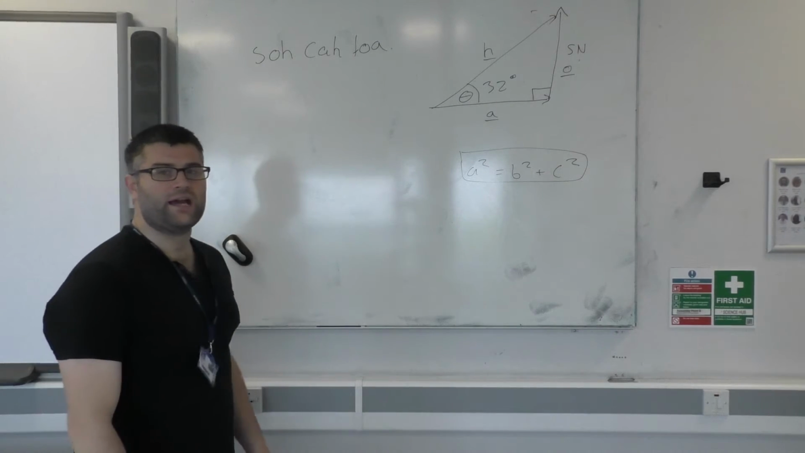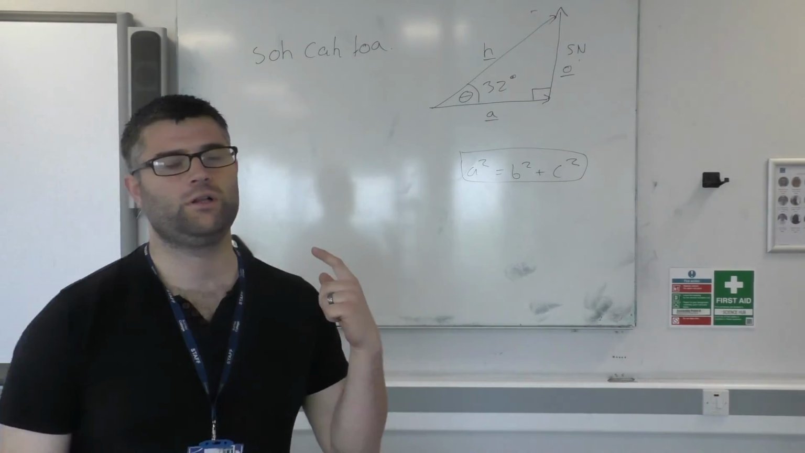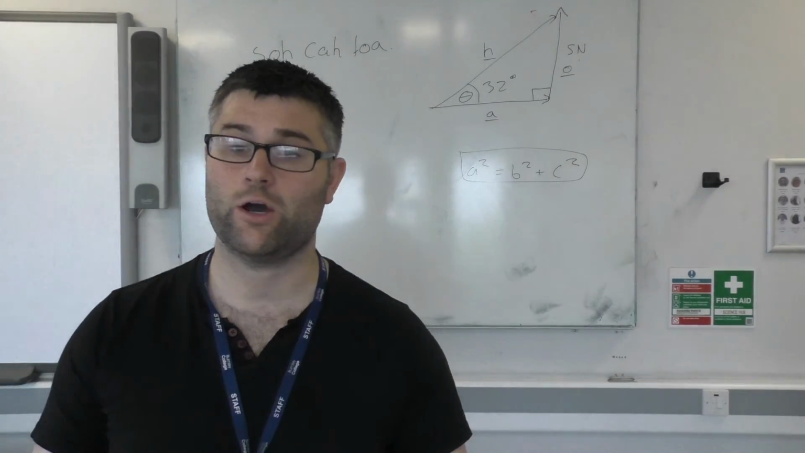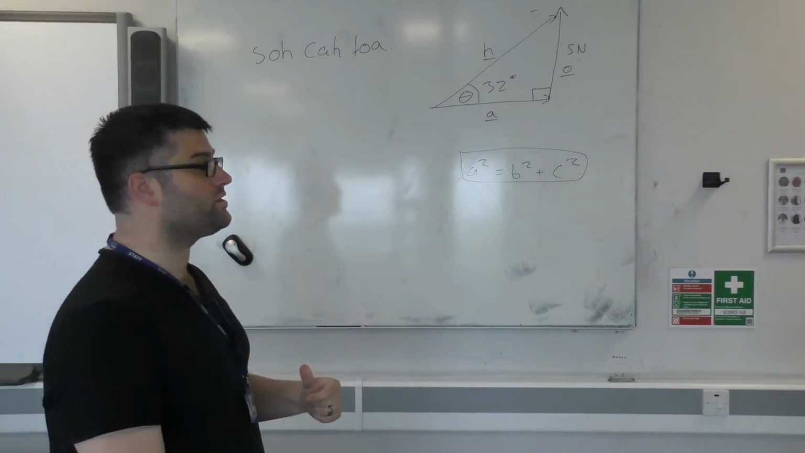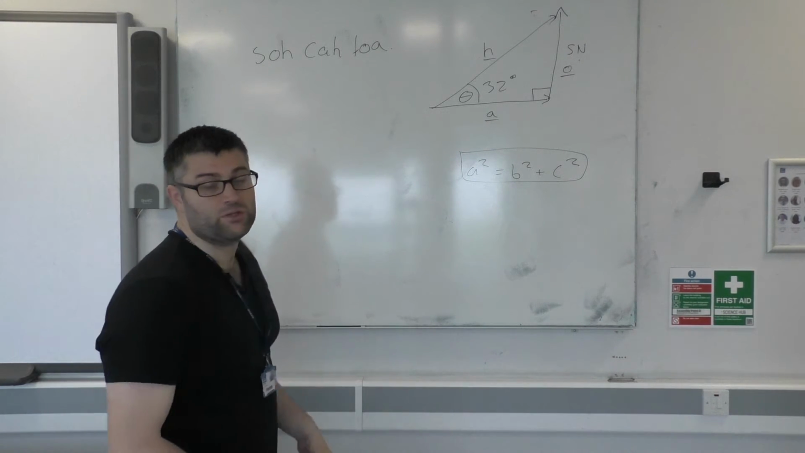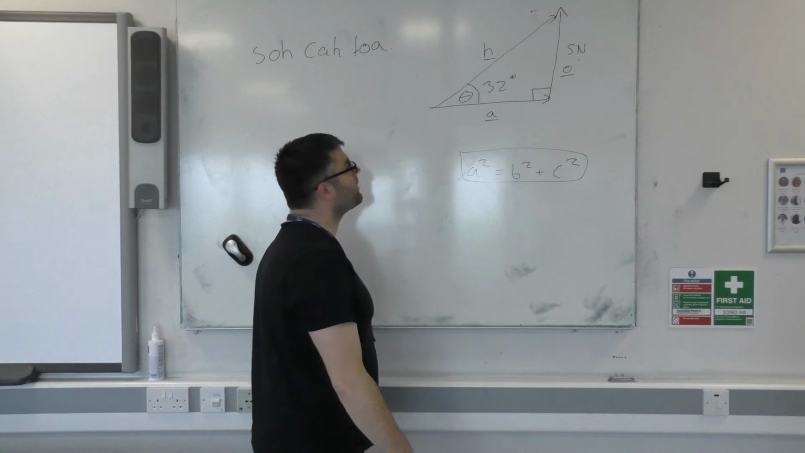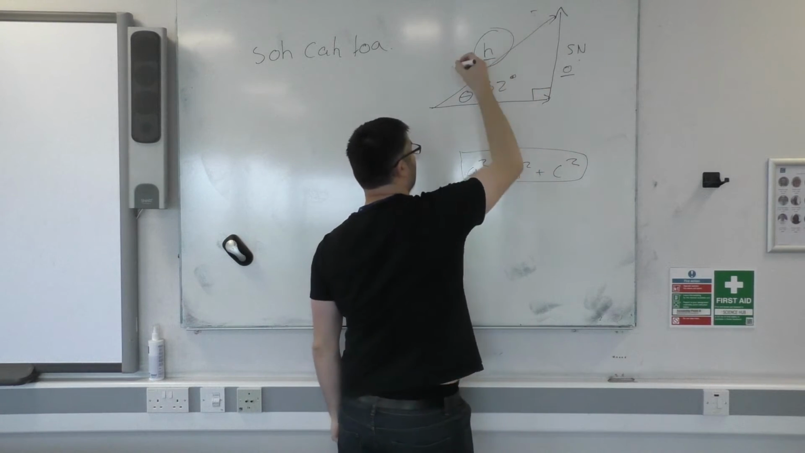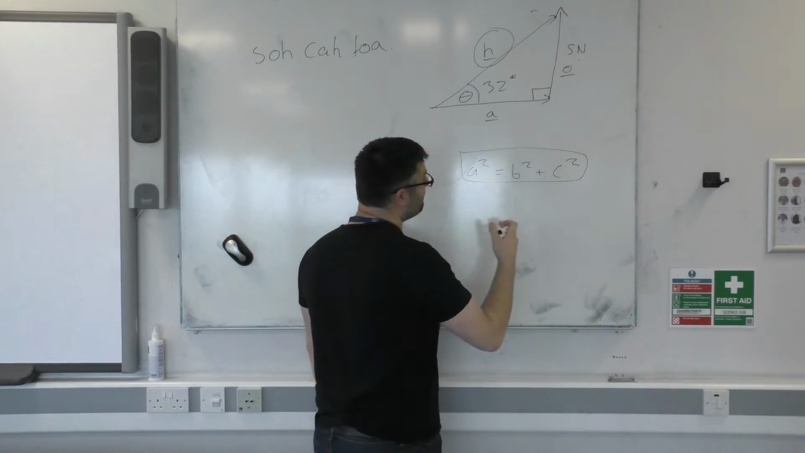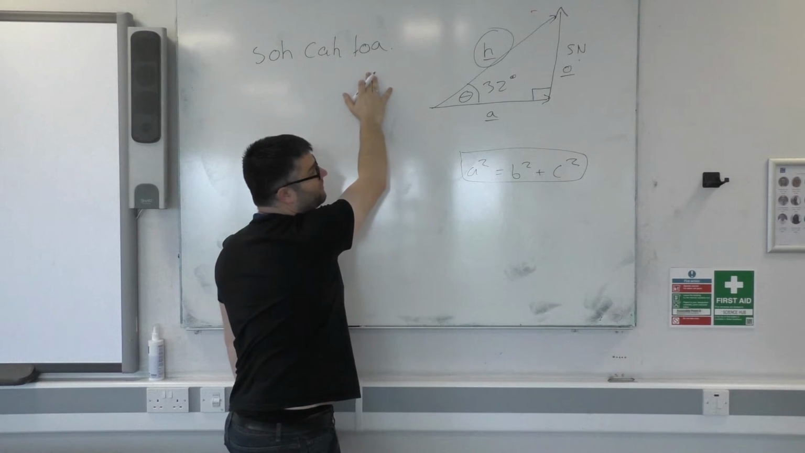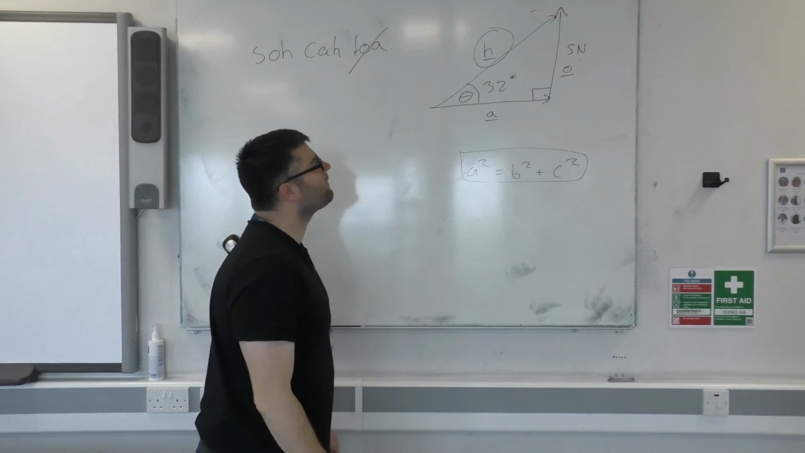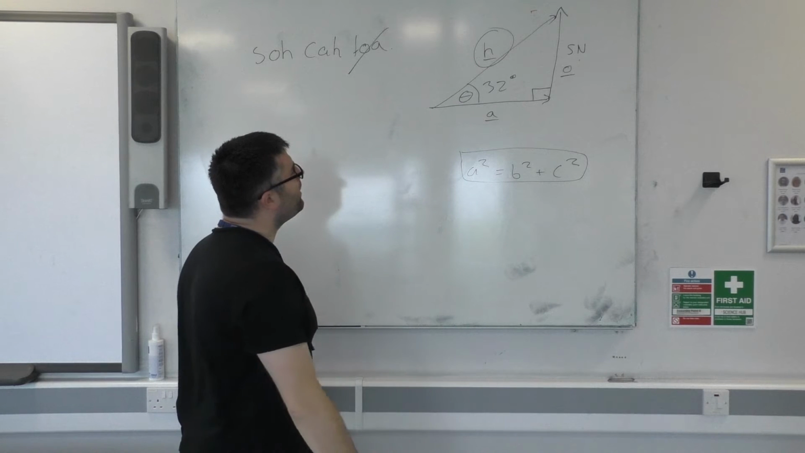Now, really important: as you get better at using these, you will just see these. You won't need to write out SOH CAH TOA and work out each one. You'll just see that it's the opposite, and you'll know exactly which equation to use. So, we look at what we're trying to find out. Now, I'm going to say we're trying to find out the resultant here. Well, the resultant is my hypotenuse in this case. So, whichever sine, cosine, or tangent I'm going to pick, it's got to have the hypotenuse in. So that rules out TOA, tan.